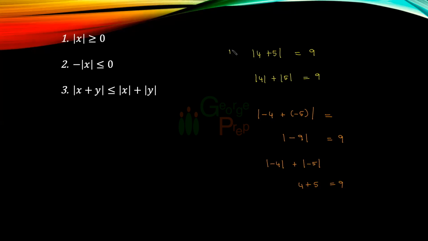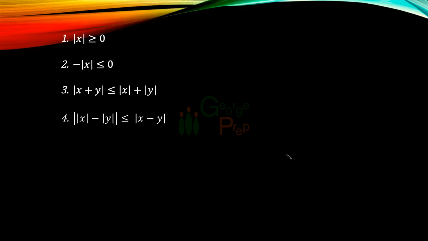So we're seeing two examples here. This is example number 1, where I am taking 4 and 5, both positive numbers. My left hand side is equal to 9. My right hand side is also equal to 9. In the next case, I am taking two negative numbers, minus 4 and minus 5. My left hand side is equal to 9. My right hand side is also equal to 9. So we can conclude that as long as x and y are of the same sign, the left hand side will be equal to the right hand side. But if they are of opposite signs, then the left hand side will be less than the right hand side. Now the next one is also similar to what we have seen earlier. Modulus of modulus x minus modulus y will be less than or equal to modulus of x minus y. We will be using some of them while solving questions.